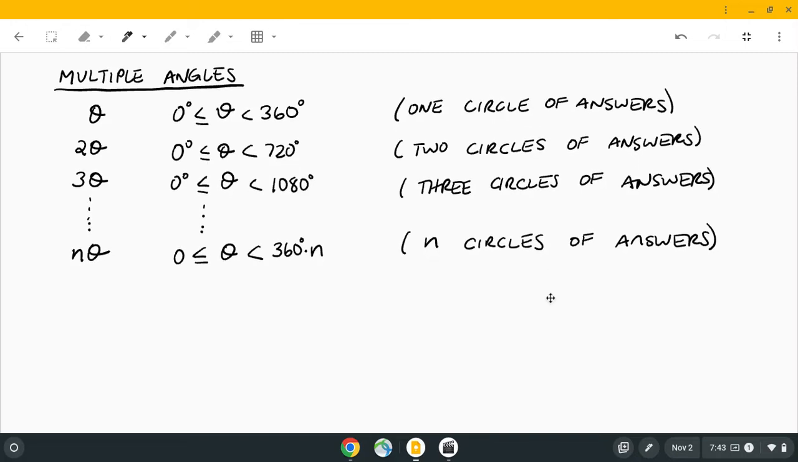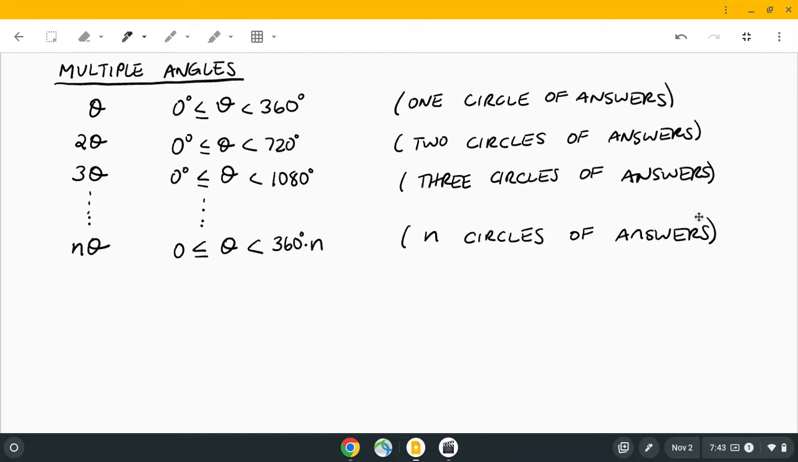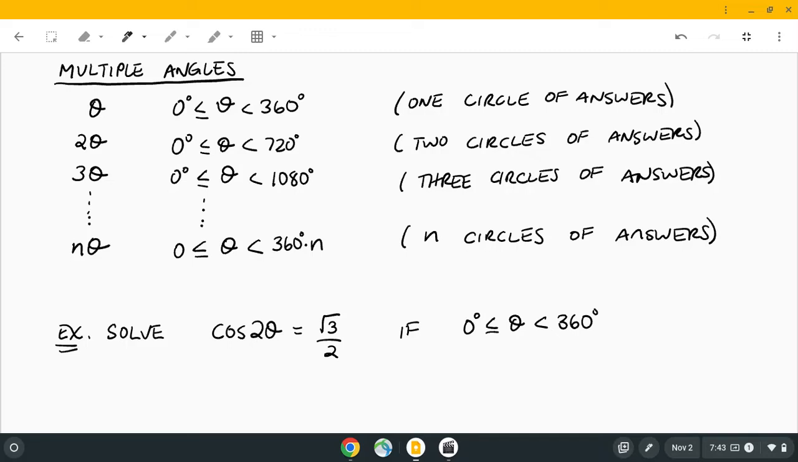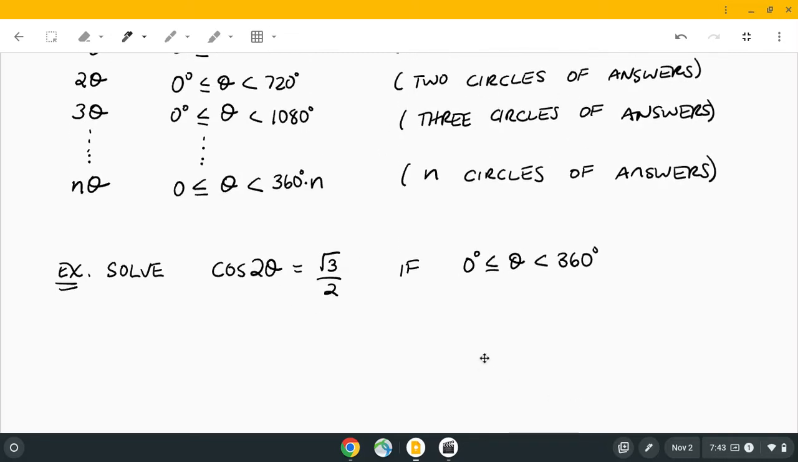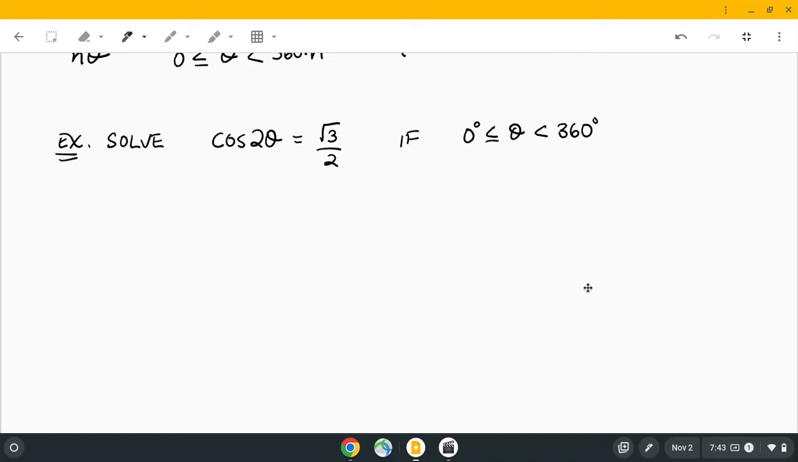Okay, so let's take a look at an example of what I mean. Suppose that we are trying to solve cosine 2 theta equals square root 3 over 2, if theta is between 0 and 360. Here, because it's a multiple of 2, that means we're going to find 2 circles of answers.